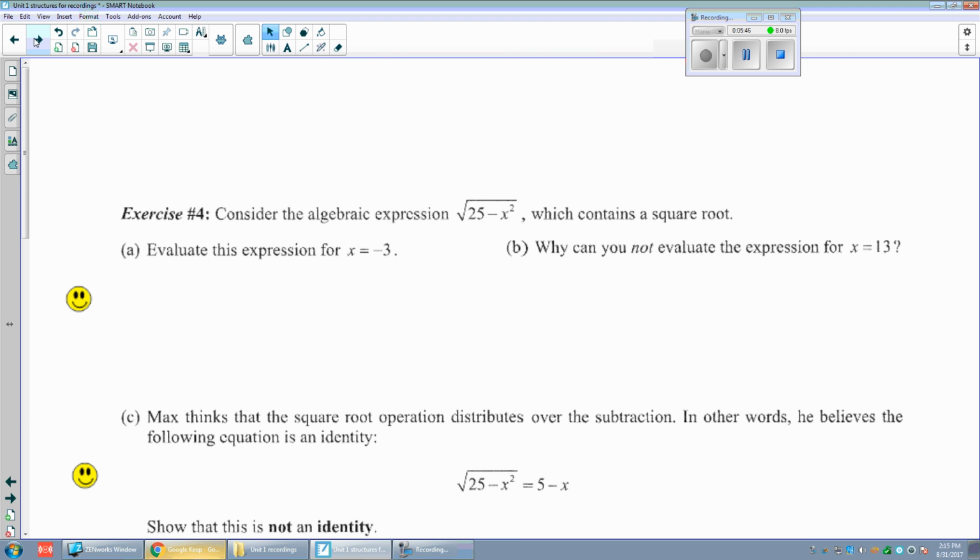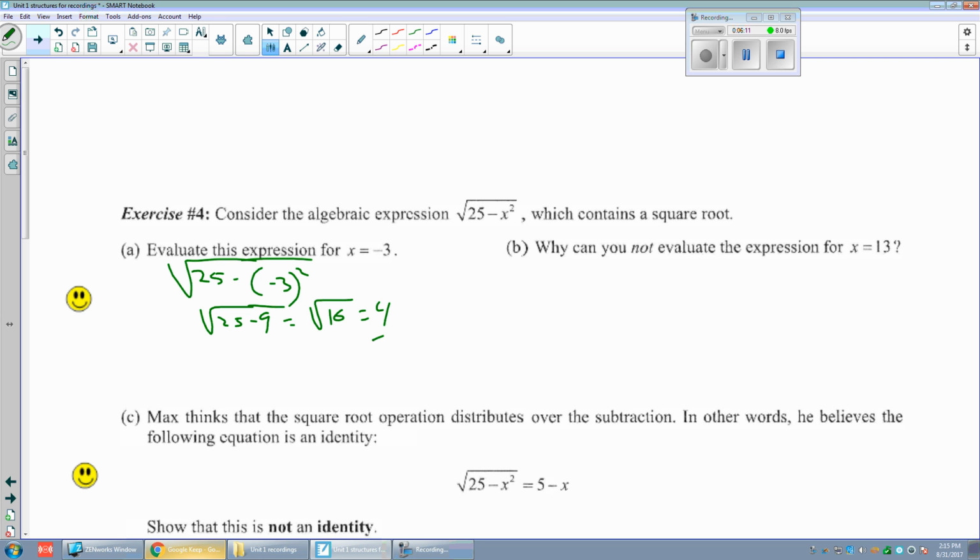Consider the algebraic expression square root of 25 minus x squared, no pause, so that's the whole thing, which contains a square root. Evaluate this expression for -3. So we do the square root of 25 minus, in parentheses, -3, close parentheses, squared. That's the square root of 25 minus 9, which is the square root of 16, which is 4.